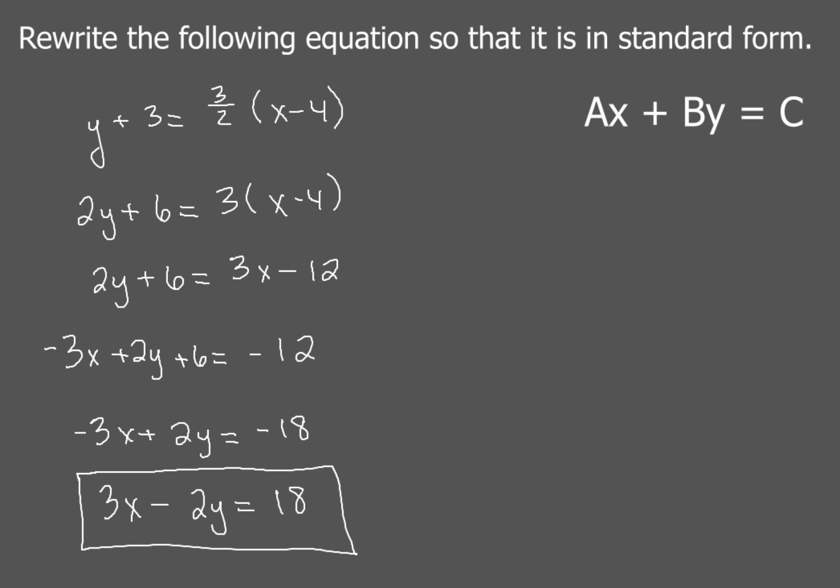Hopefully, you did everything correctly. In that first step, remember, you're going to multiply everything through by 2 to get rid of the denominator in front of the x minus 4 quantity. So multiplying everything through by 2 gives you 2y plus 6 equals 3 times the quantity x minus 4. Distributing gives you the next line, 2y plus 6 equals 3x minus 12. And then, of course, moving the 3x over gives you negative 3x plus 2y plus 6 equals negative 12. And then you can simply subtract 6 and then change all of the signs.